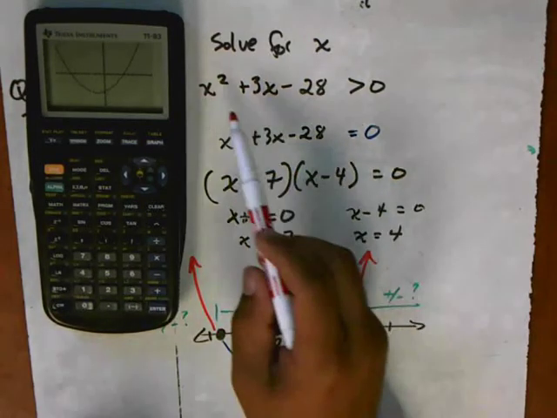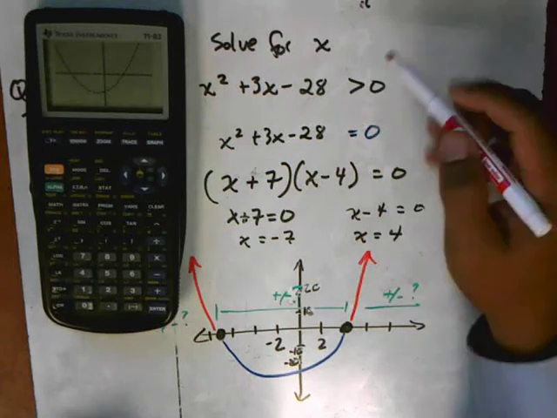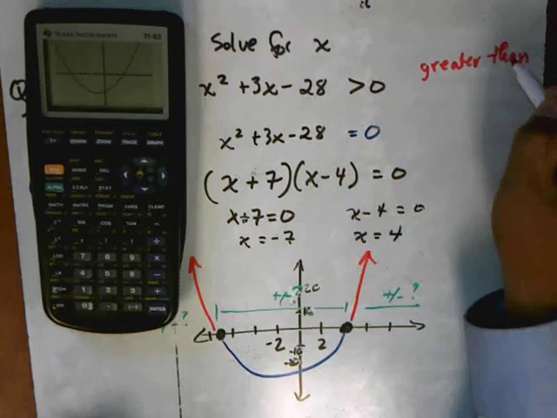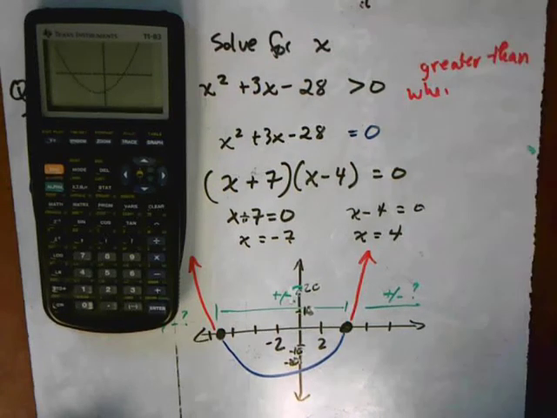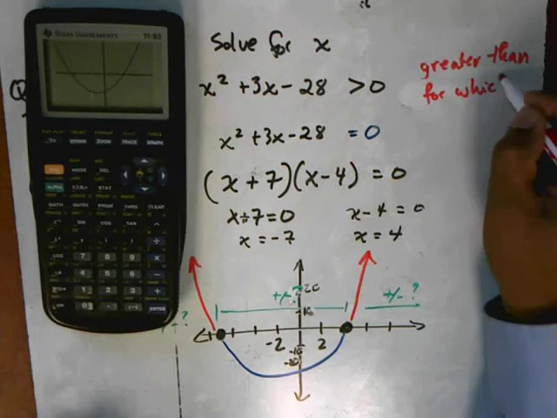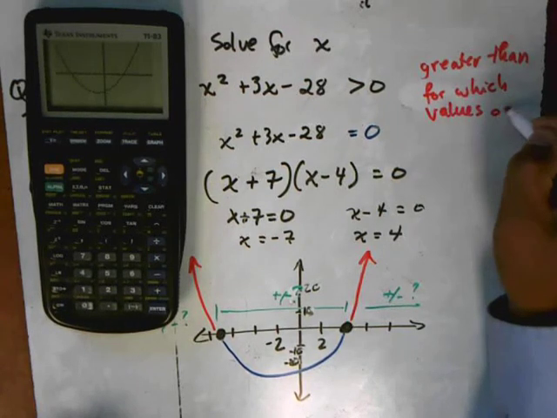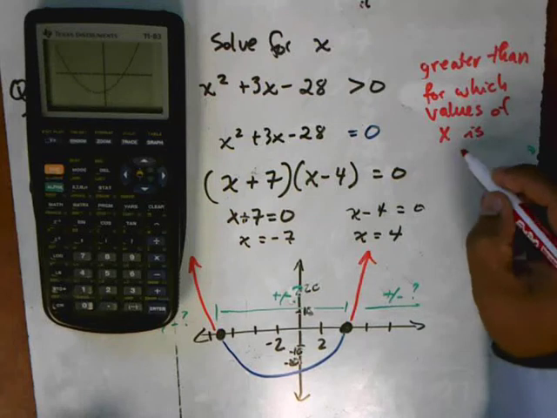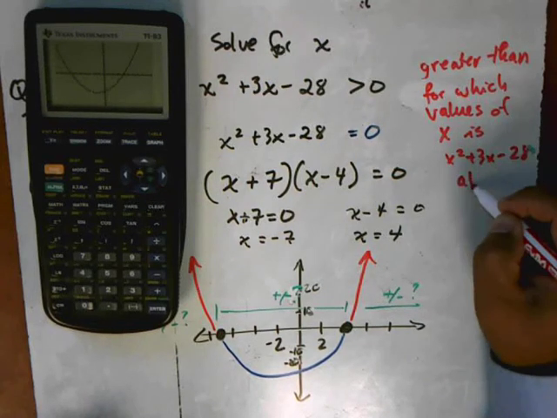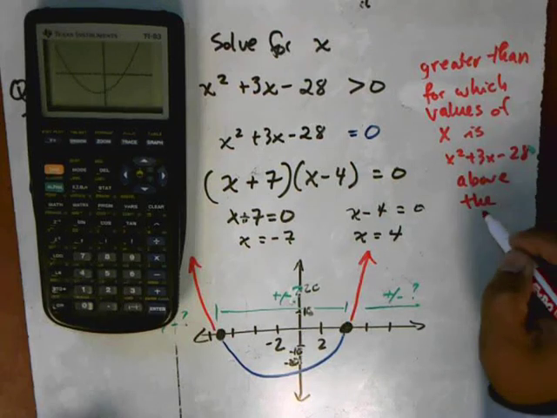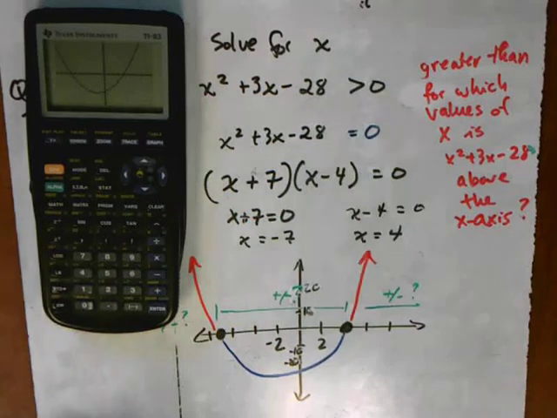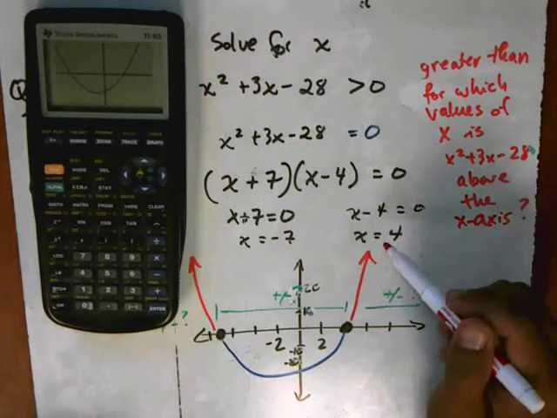And so the question is, this is greater than, right? This symbol right here, greater than. So this means for which values of x is x squared plus 3x minus 28 above the x-axis. And that's what this question is really asking. Since it's greater than, for which values is it above the x-axis?